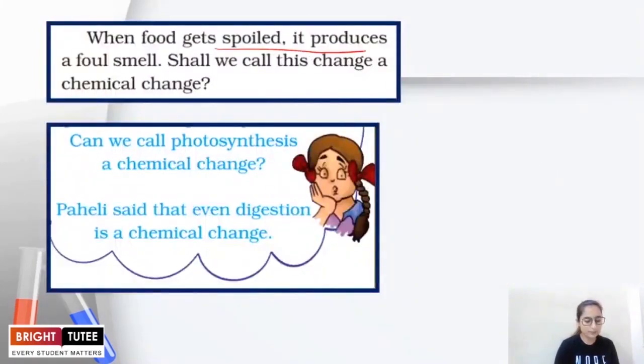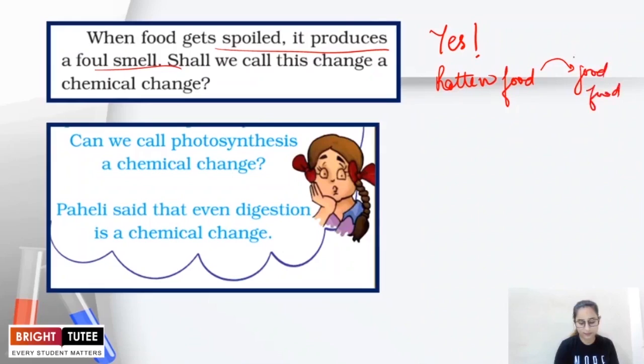Now when food gets spoiled, it produces a foul smell. Is it a chemical change? Yes. Whenever food is spoiled, it changes into something else, a rotten substance, basically rotten food, and you cannot obtain the good food back from it. The good food that was present earlier cannot be obtained back from rotten food. So yes, the spoiled food is obtained due to a chemical change. A chemical reaction occurs due to the oxygen present in the air, right? And it is spoiled then. So it is a chemical change.